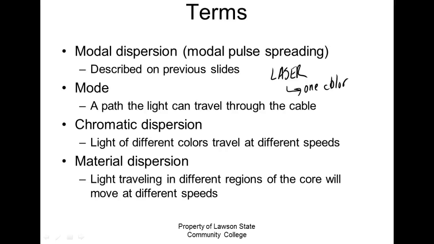So if we use a laser, then that means we do away with chromatic dispersion. The problem is that lasers are a lot more expensive than regular light emitting diodes. So we use lasers for extremely long distances, right? You understand? If we're not doing extremely long distances, then we're going to use light emitting diodes.